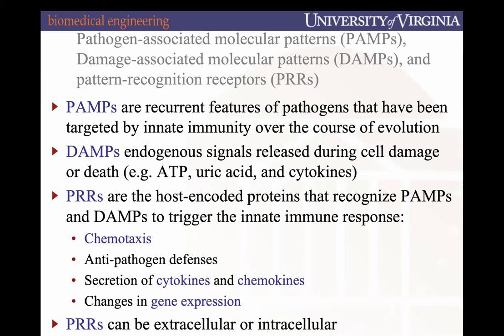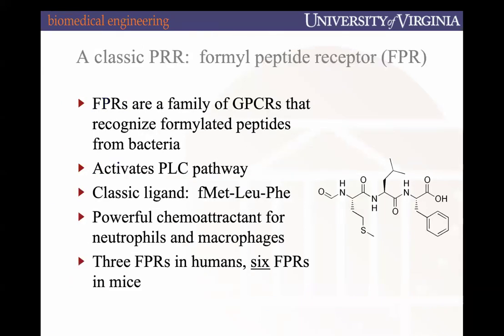These pattern recognition receptors can be extracellular or intracellular, depending on what they recognize and where we would expect to find that molecular pattern. So we're going to go over a few classic pattern recognition receptors here. One is called formyl peptide receptor, or FPR. It's a class of G protein coupled receptors, and soon we're going to have a lecture on G protein. So if you think to yourself, I have no idea what that means, good, but we're not there yet, and that's okay.